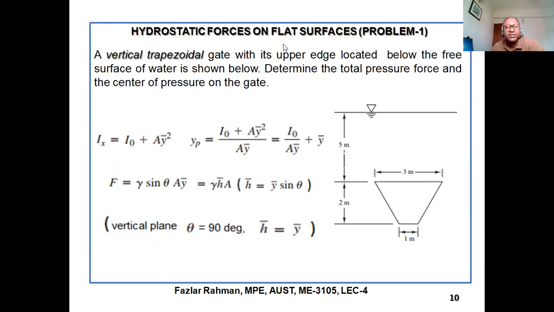Okay, we can continue. So you see, this problem is saying a vertical trapezoidal gate with its upper edge located below the free surface of water is shown below. Determine the total pressure force and center of pressure on the gate. Now, how can we figure this out? But you see, in this problem, theta value is not given, but it's mentioned over here that it is a vertical trapezoidal gate.